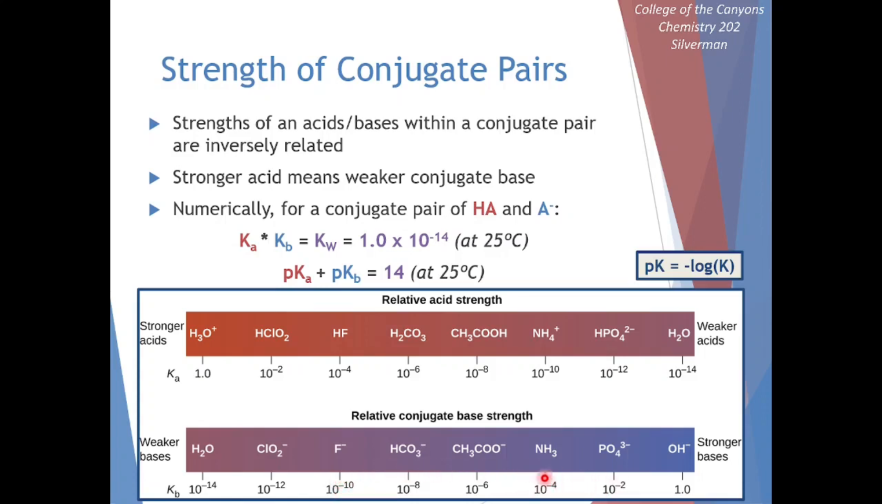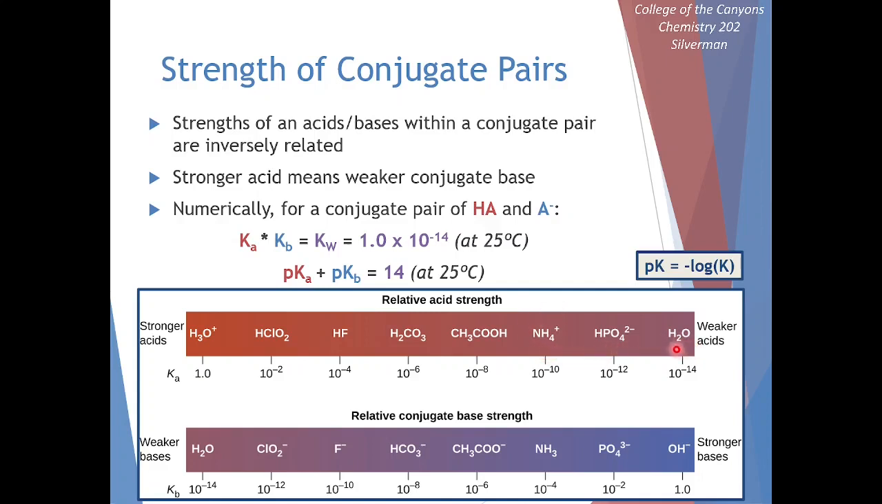Or if we slide down the other way, ammonia has a Kb value of 10 to the negative 4. It's a weak base, but in terms of weak bases, it's among the stronger weak bases. Ammonia's conjugate acid is ammonium, NH4+. This is going to be a very, very weak acid.